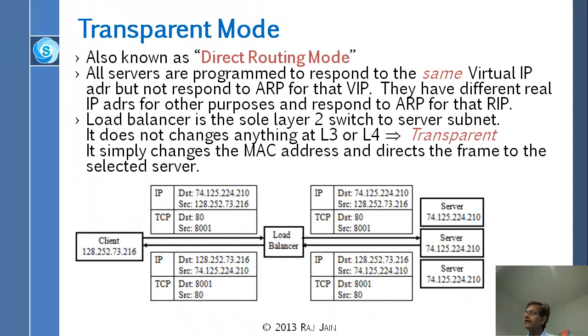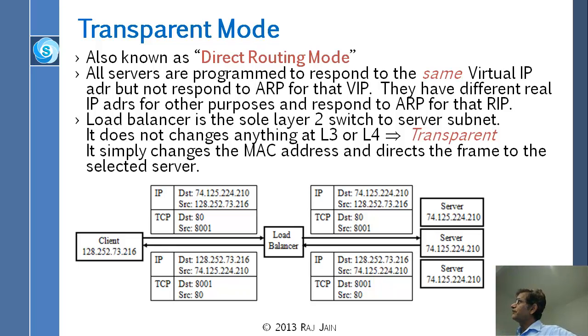Alright, the last one and the last slide for the day is transparent mode, direct routing mode. All servers are programmed to respond to the same VIP. So now here we are manipulating the servers, and servers have two addresses, a VIP address and an RIP address. VIP address is 210 for all of them. Now, multiple machines having the same address could be very confusing. So what they do is they tell the servers, please don't respond to ARPs. If somebody asks you what is your MAC address, don't even tell them, because otherwise they will get 3 responses and they will be very confused, right?